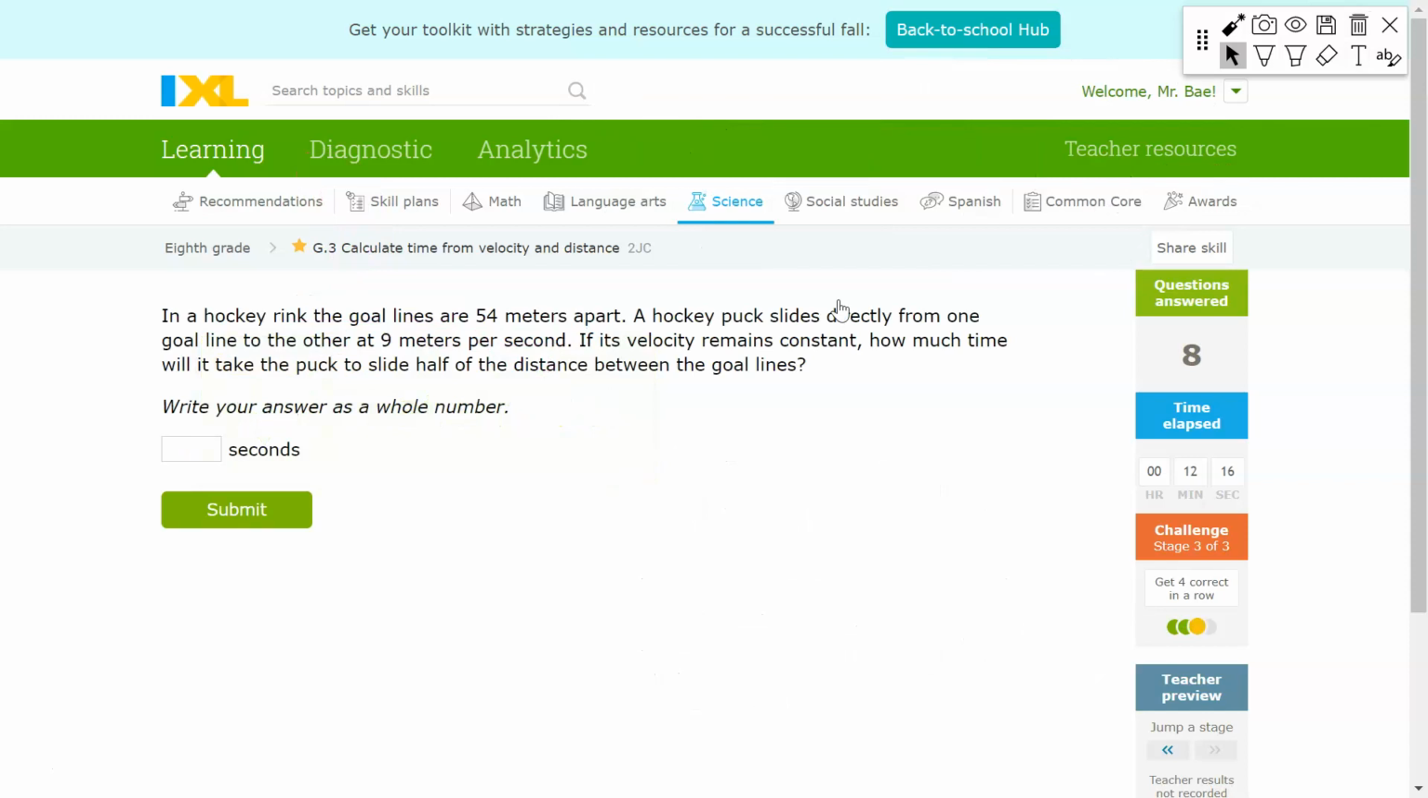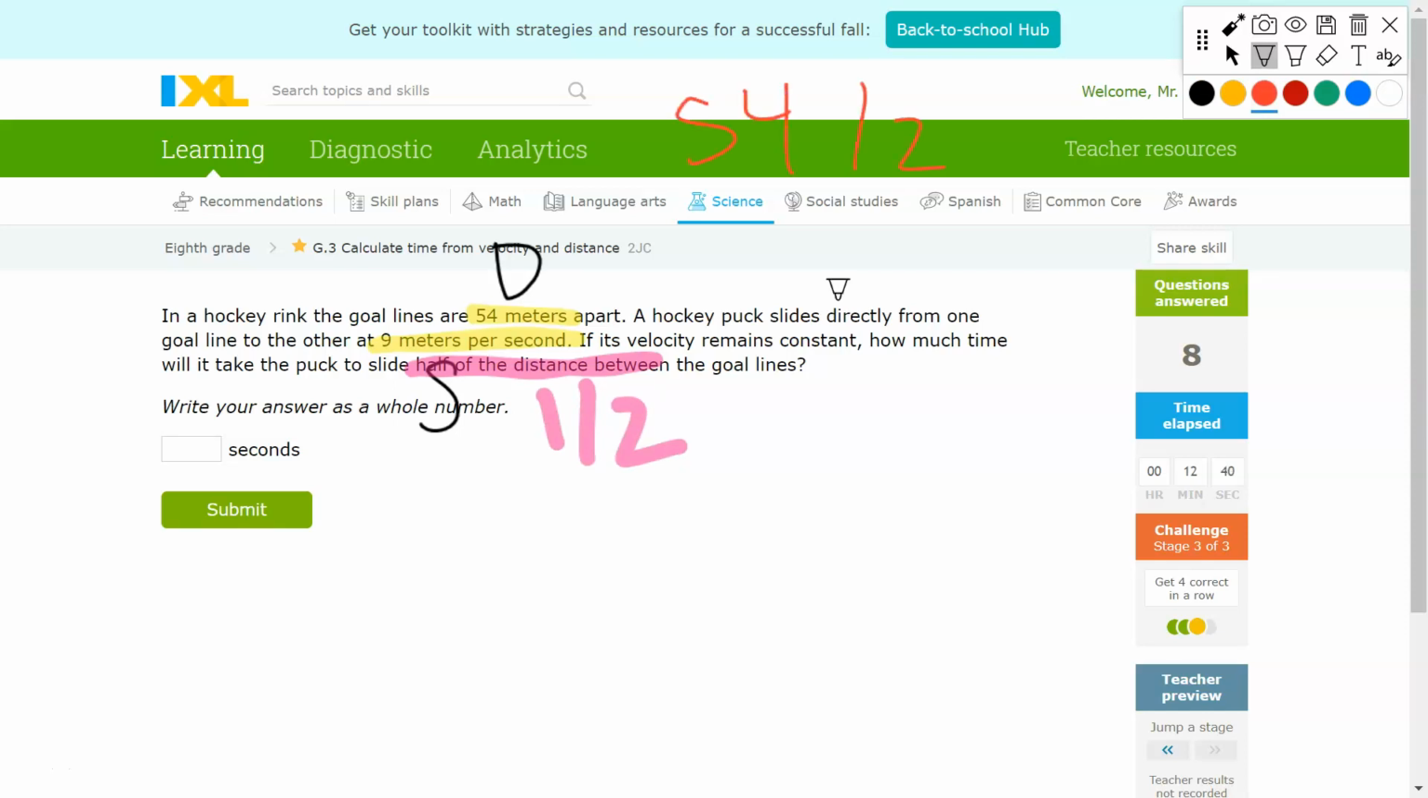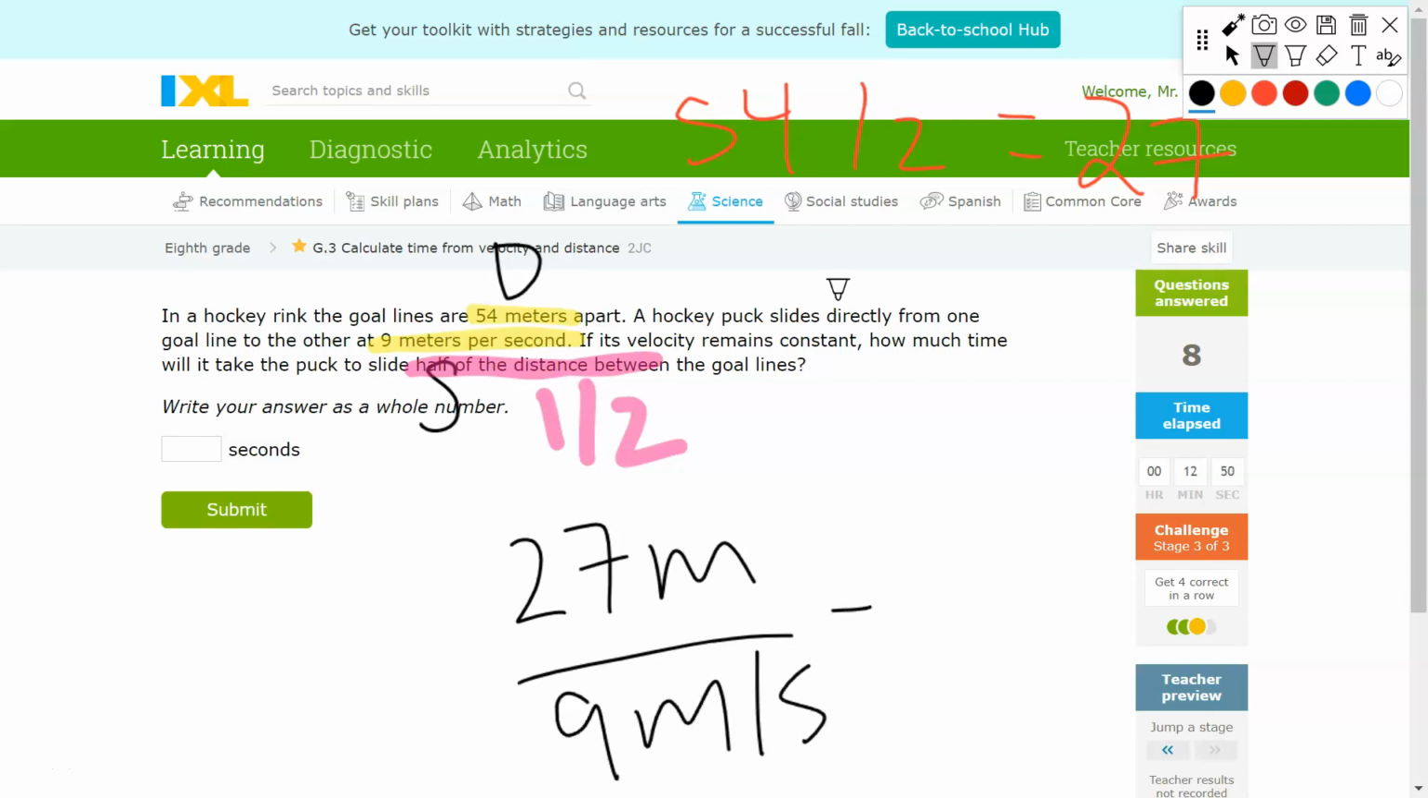Okay, we'll do a couple more. 54 meters apart, 9 meters per second. So this is your distance, that is your speed, and it's saying that we're going half of the distance between the goal lines. So half of the distance means you have to halve the distance by 2. So basically 54 divided by 2, that should be 27 meters. So you're going to have to do 27 meters divided by 9 meters per second, and that should get you the answer of 3 seconds.